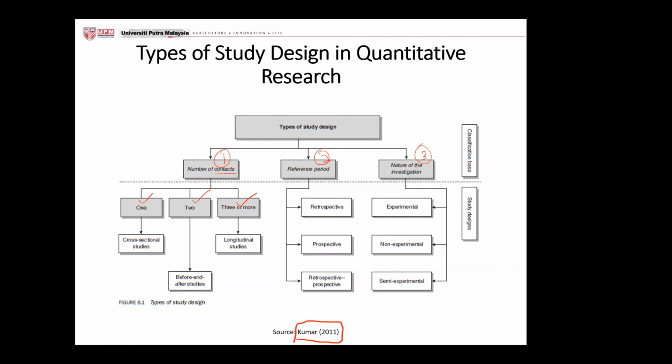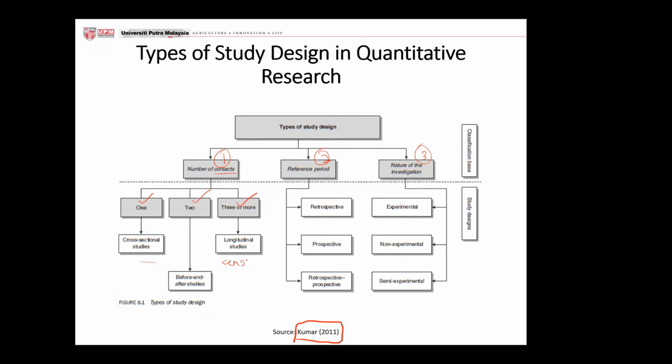If you're doing a field study in a community, that's the way it is. So whether it's 1 time, you just went there once, or you went there 2 times, where you go once, and then you have a program, for example, and then you go again. That's called the before and after studies. Or you went there 3 or more times, so you have a longitudinal study.